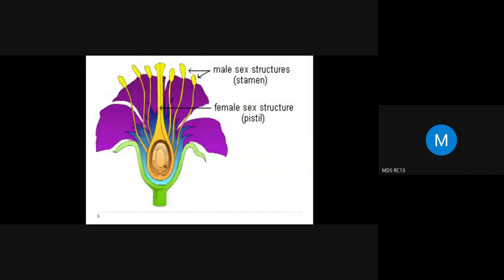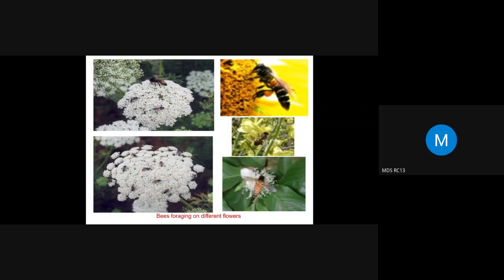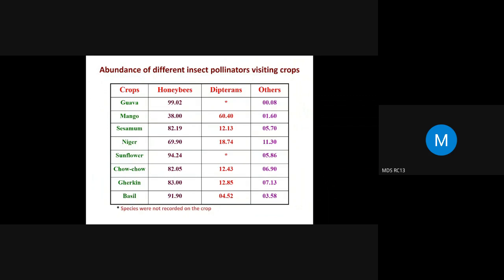Yeah, we have seen the structure of the flower. The first one might be the flower of onion. Then sunflower, sesame, and the last one I am unable to identify. There are many field crops as well as vegetable crops which are highly cross-pollinated by honeybees, and you have to remember the different species of crops.